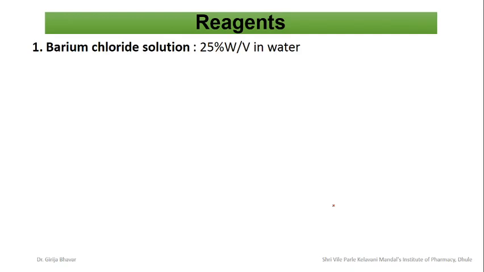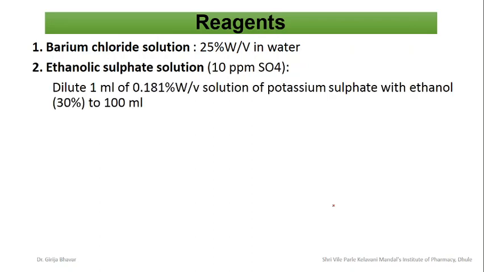The first reagent is barium chloride solution having concentration 25% weight by volume prepared in water. The second solution is ethanolic sulfate solution having concentration 10 ppm of sulfate. It is prepared by diluting 1 ml of 0.181% weight by volume solution of potassium sulfate with 30% ethanol to 100 ml.